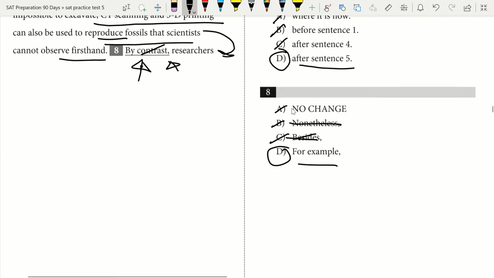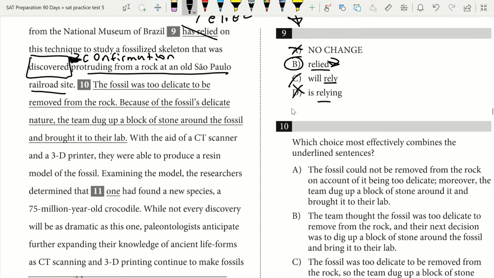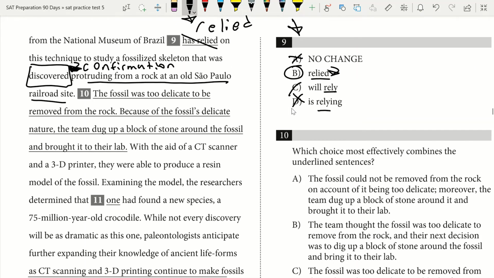All right, moving on. We've got question 10 now. I see I'm asked to combine these sentences, so I want to read through, find what I can cut out, what's redundant, what's repetitive. So we have the fossil is too delicate to be removed from the rock. Because of its delicate nature, I can get rid of all of that. Okay, that's all redundant because I just said it here. Okay, the team dug up a block of stone around the fossil and brought it to their lab. So I don't want to repeat the fossil being delicate.